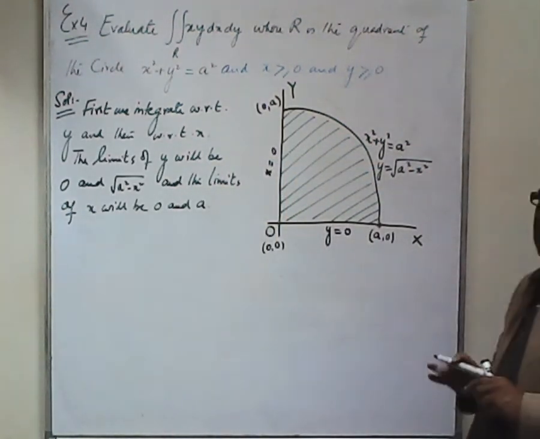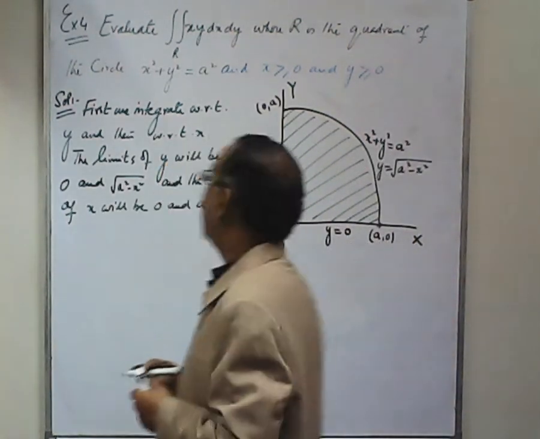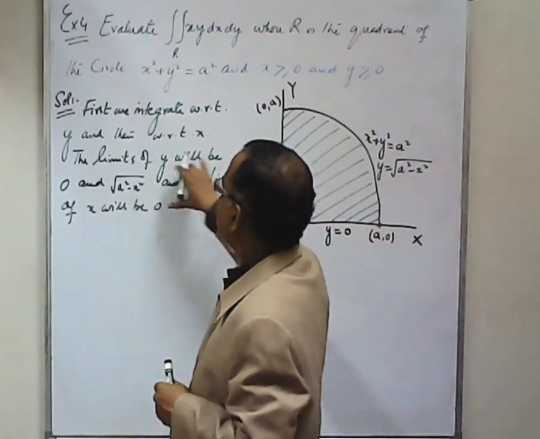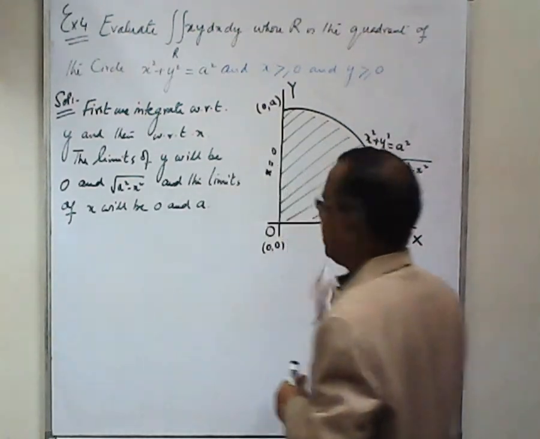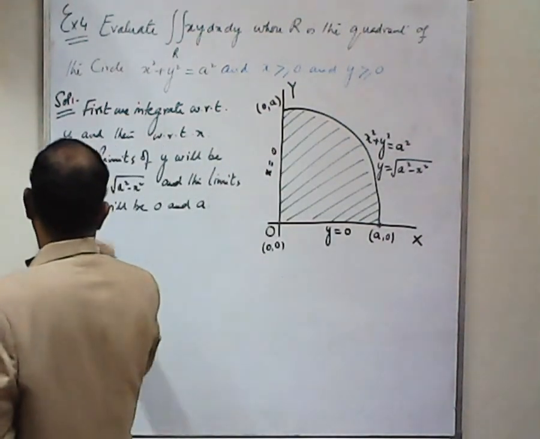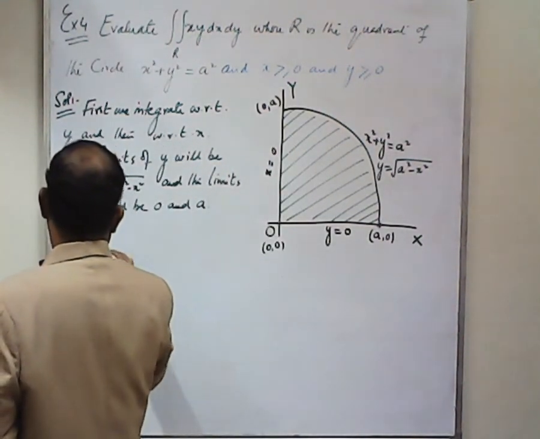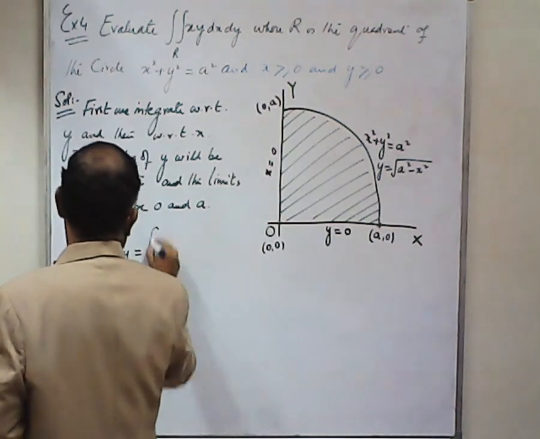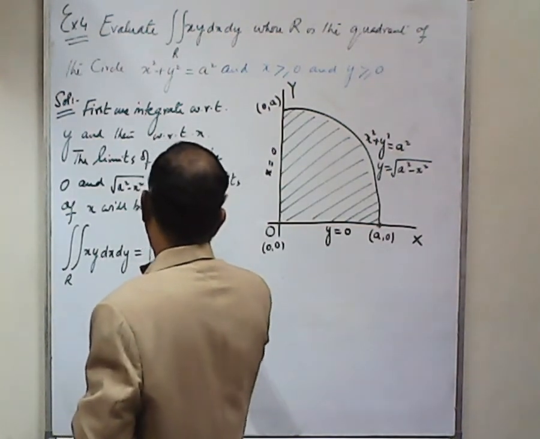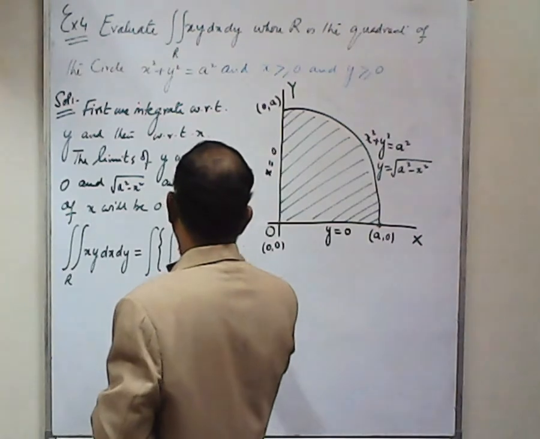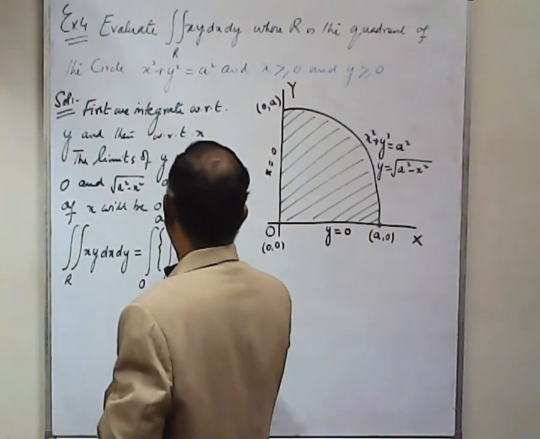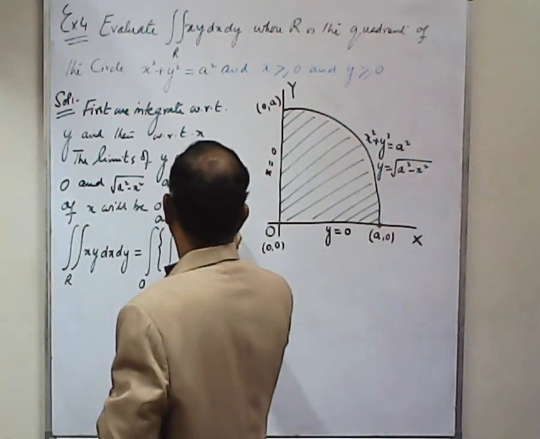So if you go vice versa, which I suggest you do yourself, then you have to integrate with respect to x first and then with respect to y. And I will tell you the limits as well when we finish with this one. So now we are integrating this integral. This is the double integral over R of xy dx dy, which will be equal to, since we are integrating with respect to y first, the limits of x will be 0 to a and the limits of y will be 0 to under root a square minus x square.